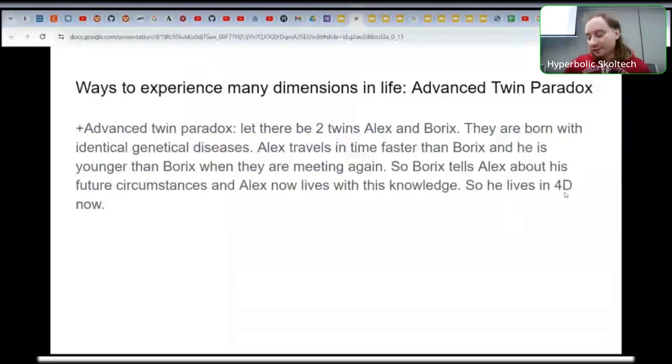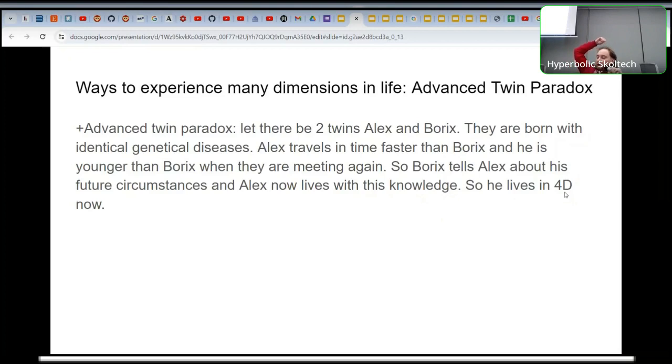So there are several others actually. Okay, so this was what I saw and some examples that I found on the internet. So let us imagine the so-called advanced twin paradox. Advanced twin paradox, yeah.